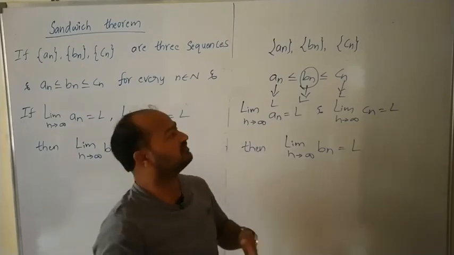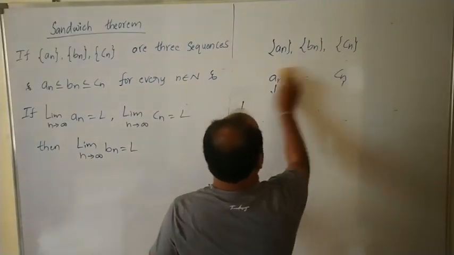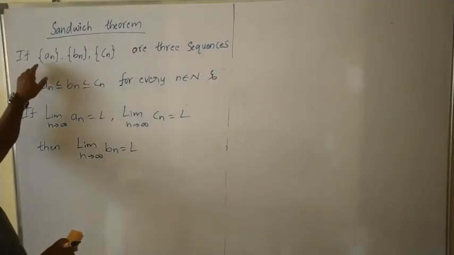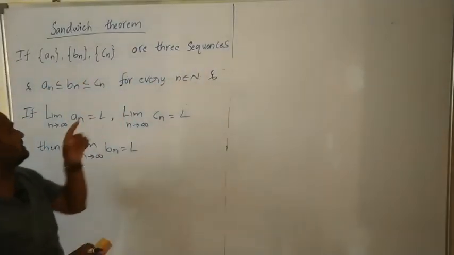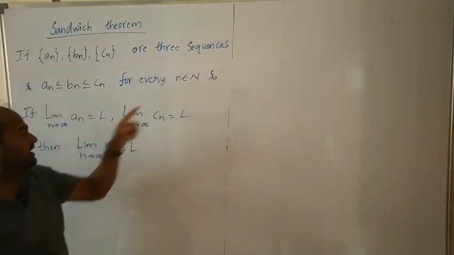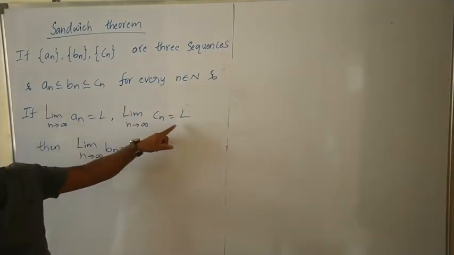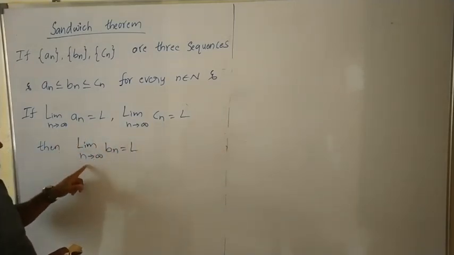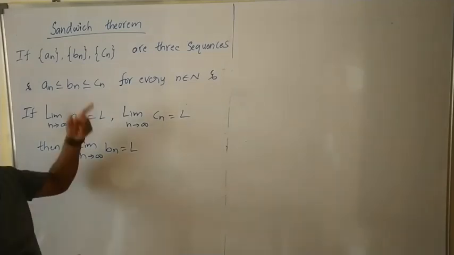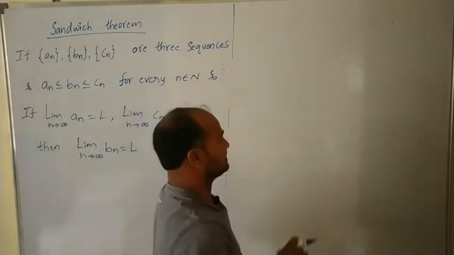Now let us see one example for sandwich theorem. What is the definition of sandwich theorem? If an, bn, cn are three sequences and an less than or equal to bn less than or equal to cn for every n belongs to N, and if limit n tends to infinity an is equal to l, limit n tends to infinity cn is equal to l, then limit n tends to infinity bn is also l. Okay, so this is the definition of sandwich theorem.